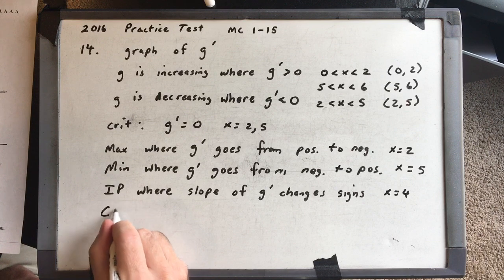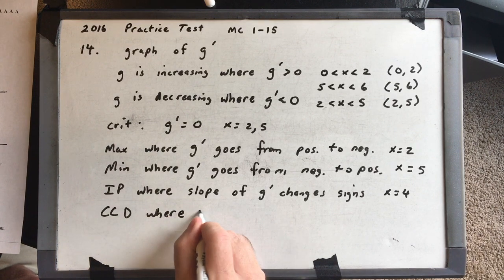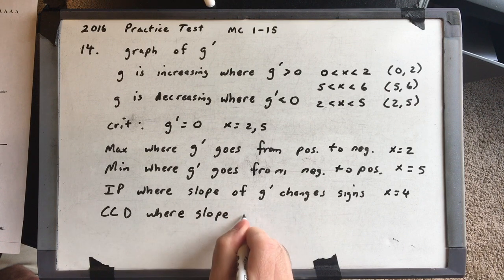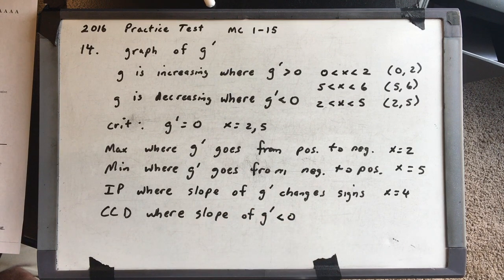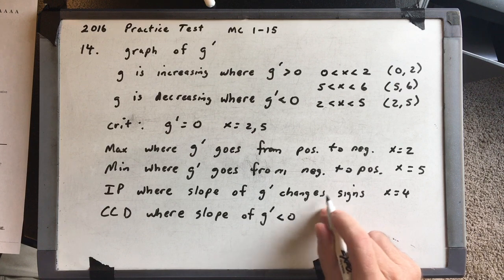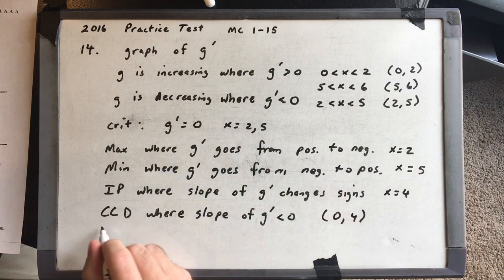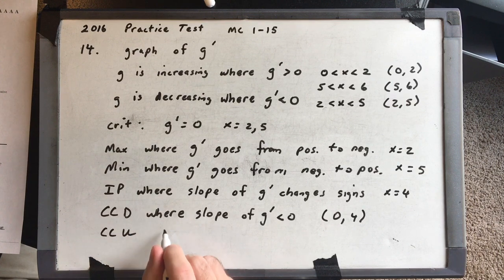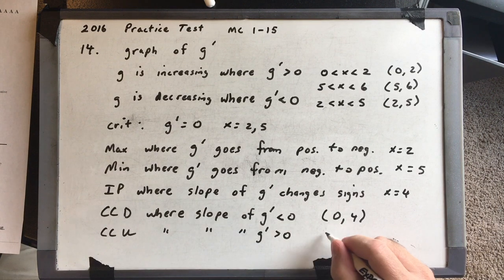Where's the graph concave down? It's where the slope of g prime is negative, less than 0. Where's that? It's concave down from 0 to 4. So the interval would be from 0 to 4. Concave up, where the slope of g prime is greater than 0. So that's from 4 to 6.